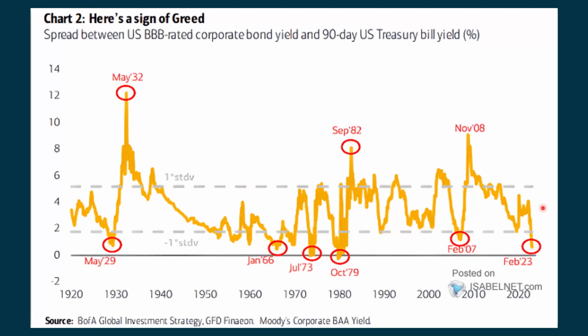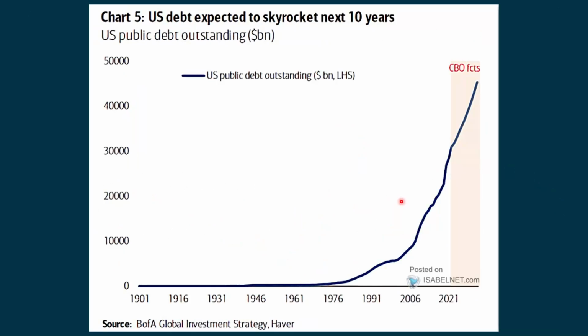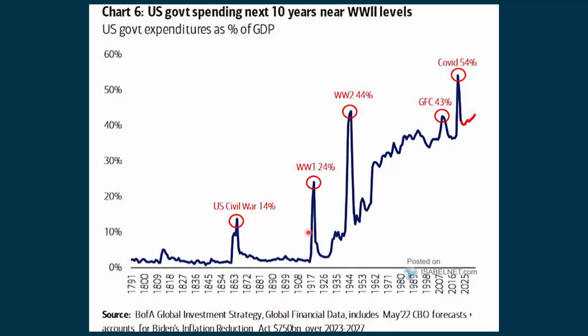And if we see this start to go back up, we might see some pressure put on bonds as well as stocks. This is projecting out U.S. debt, and it's expected to skyrocket in the next 10 years. And this chart suggests that if debt of the U.S. government continues to go up over the next 10 years, we'll be back to about where we were at World War II levels.